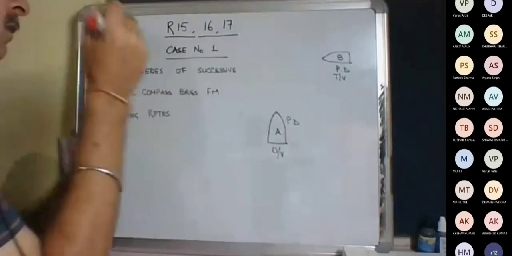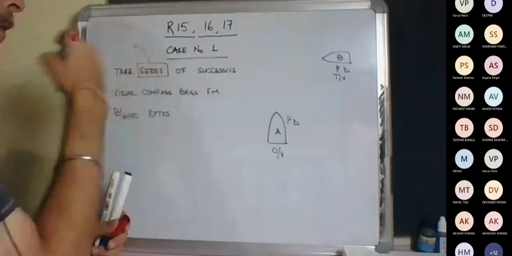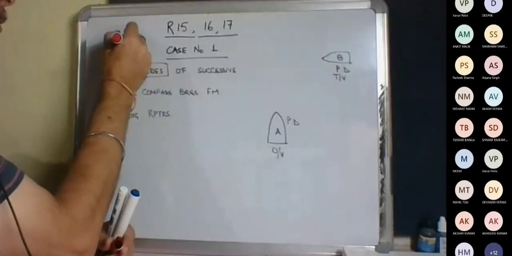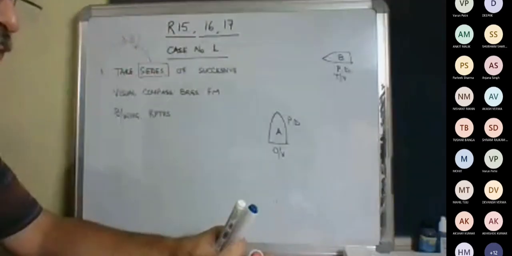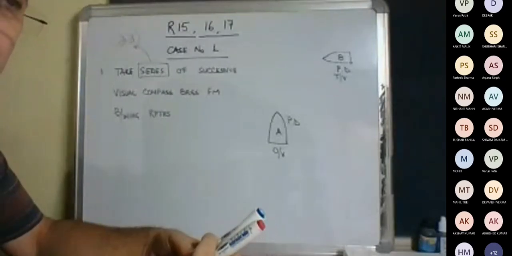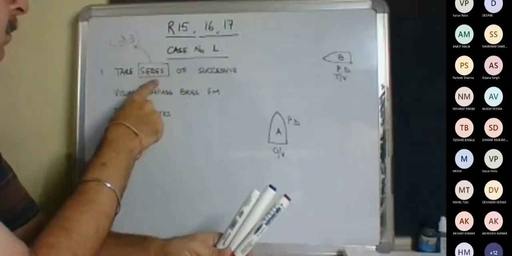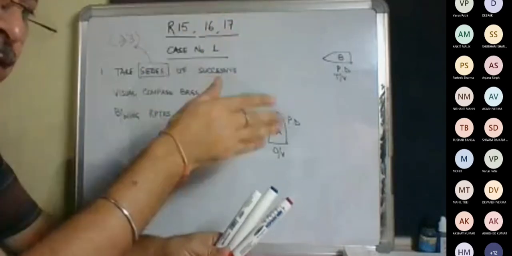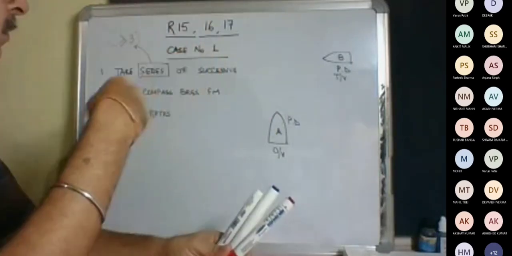What is the meaning of series? Series means more than or equal to 3. 2 is not a series. 3 or more is a series. That means the number of bearings that you take is the meaning of series. If I take 2 bearings, that is not a series. If I take 3 or more, that means 4, 5, 3 or more, that is a series.